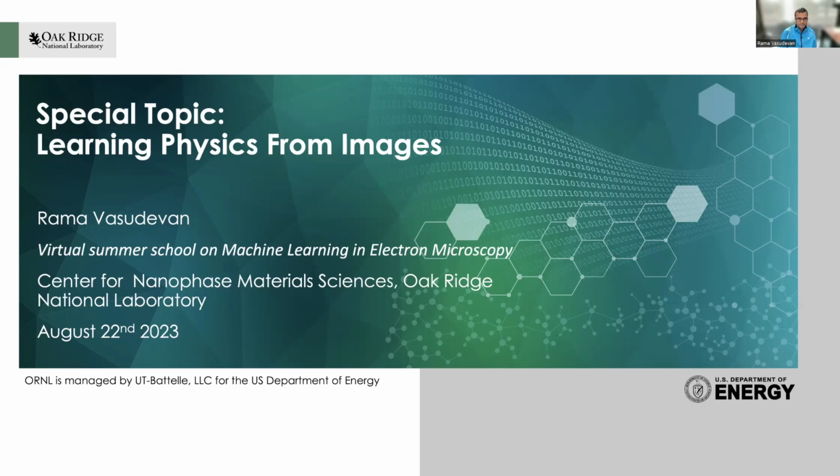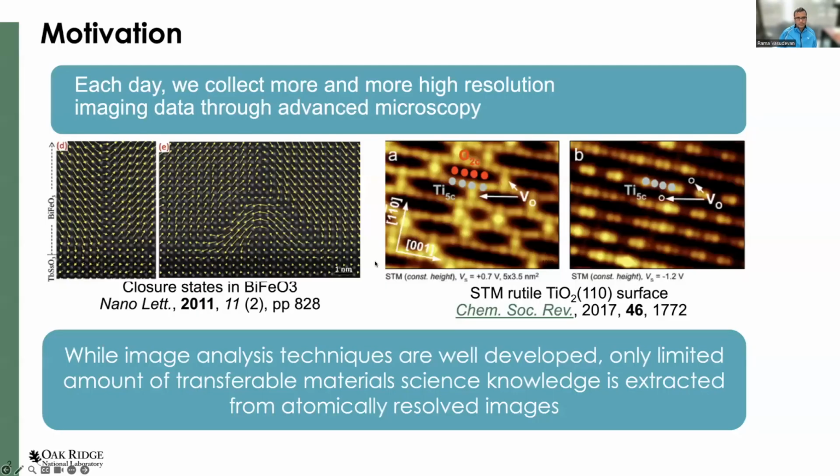So let's get started. So every day, as microscopes get better and better, we collect more and more high resolution imaging data, right? And a lot of the time we can directly see things like order parameters. So for example, if we look at ferroelectric materials or ferromagnetic materials, we can often get these very nice atomically resolved maps of what the polarization looks like as it goes through the sample. And so you can see in this case, these closure states in bismuth ferrite. You can see some very nice vortices and anti-vortices and arrays of such topological defects in superlattices of ferroelectrics that are carefully grown.